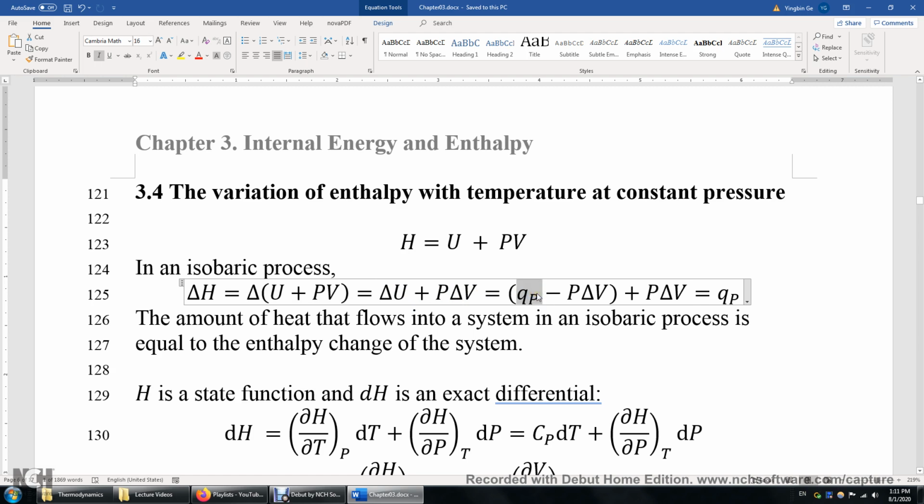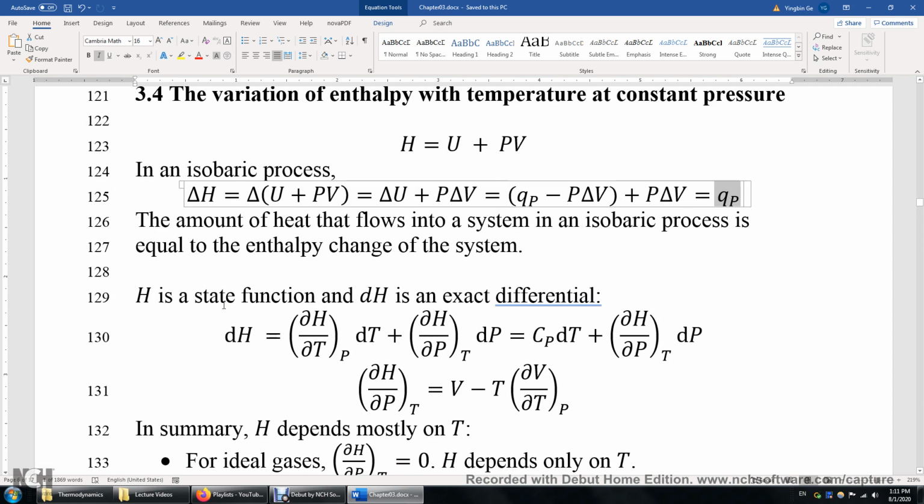What about work? Work is negative P delta V. This negative and positive P delta V cancel. Now we have delta H is Q sub P. So in an isobaric process, the amount of heat is delta H.